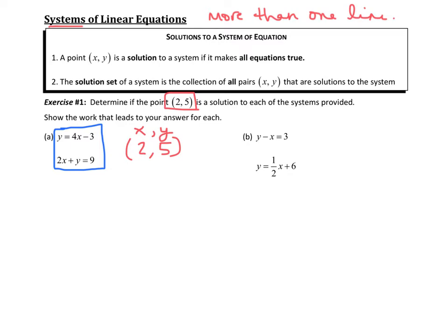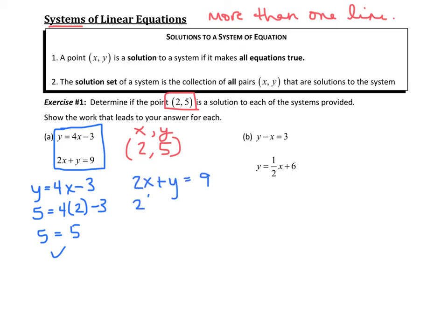into both. So I'm going to start with the first equation, y equals 4x minus 3, and I'm going to plug in 2 for x and 5 for y. So I'd say 5 equals 4 times 2 minus 3. Does 5 equal 4 times 2 is 8, minus 3 is 5? And yes, it sure does. Okay, so now I'm going to take the second equation, 2x plus y equals 9. Again, put 2 in for x, 5 in for y. 2 times 2 is 4, plus 5 is 9. 9 equals 9. And so because it works in both, I can then say, yes, it is a solution.